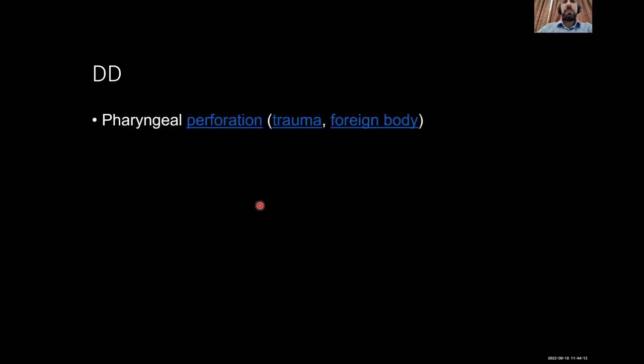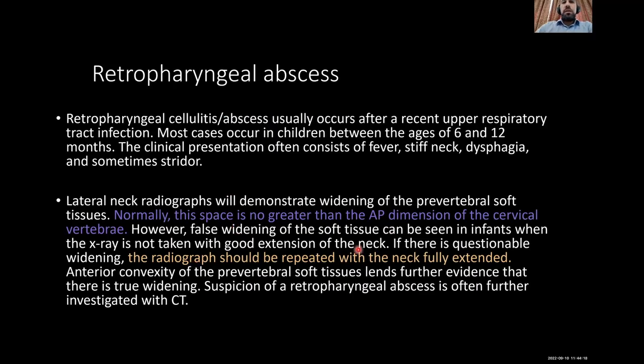Retropharyngeal abscess again. Other causes: pharyngeal perforation, trauma, foreign body. Okay, this is the most important point. Normally, this space is not greater than the AP dimension of the cervical vertebrae, and the radiograph should be repeated with the neck fully extended.